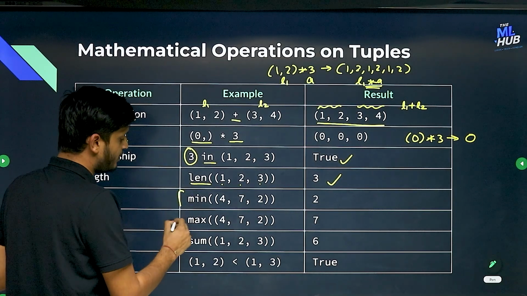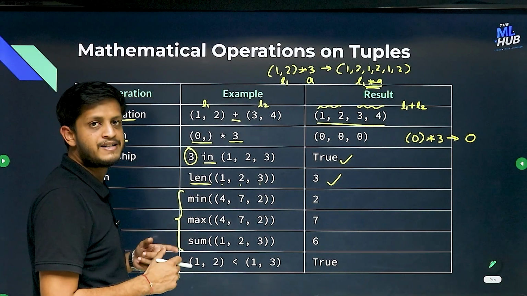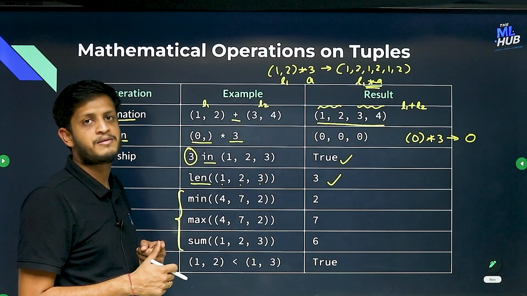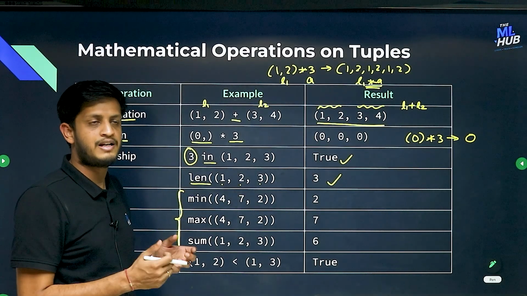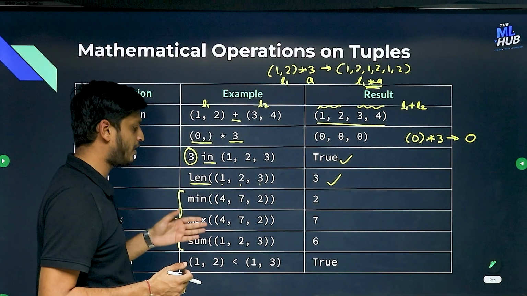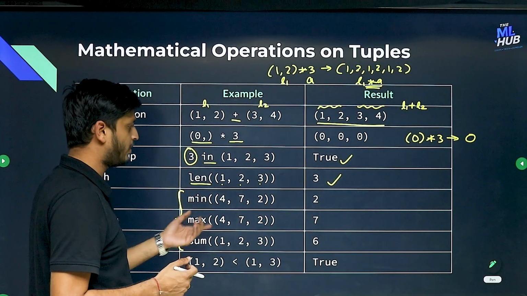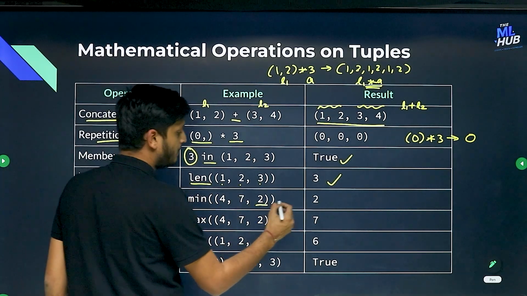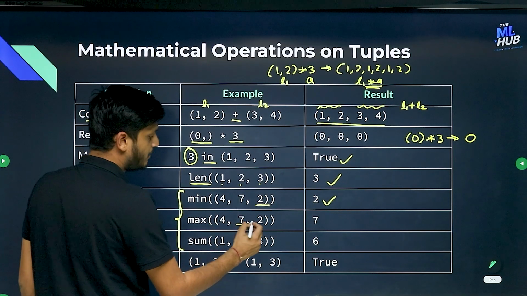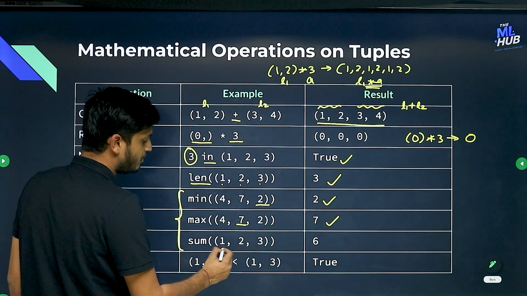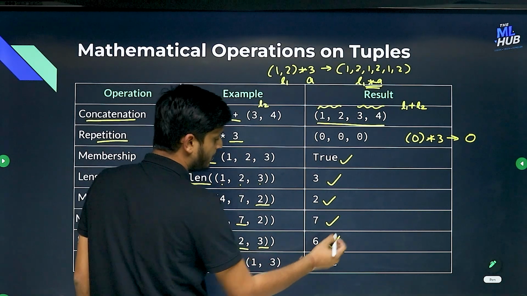Now these functions we have seen for list: min, max and sum. You can calculate the minimum element, maximum element, or the sum of all elements in a list. The same way you can do it for a tuple as well. The same functions will work for tuples as well. The min function gives you the minimum element, the max function gives you the maximum element, and the sum function gives you the sum of all the elements present inside the tuple.